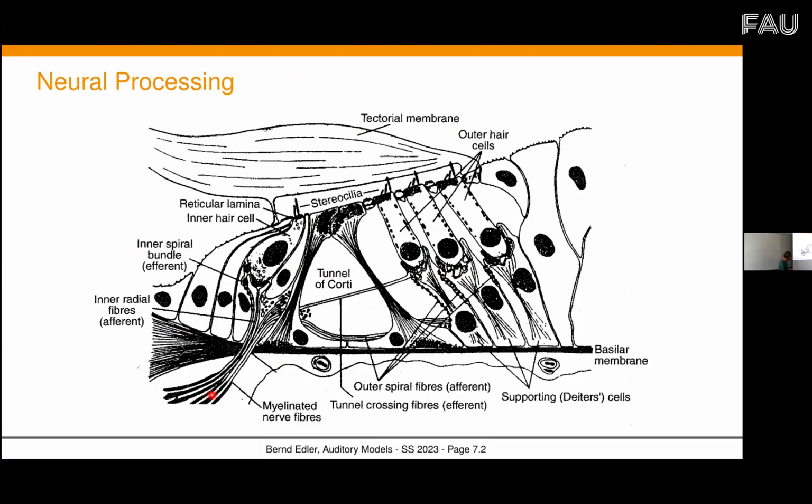And as I said before, the nerve fibers are bundled in the center of the spiral. That's why the inner hair cells are closer to the center. That's why they're called inner hair cells. And here on this side would be the center of the spiral. We see some other supporting cells and so on. That's not that important for us, but we see that we have some kind of connections between the hair cell and the nerve fibers. And I'm going to look closer into the details of those hair cells, and especially for the inner hair cells now.